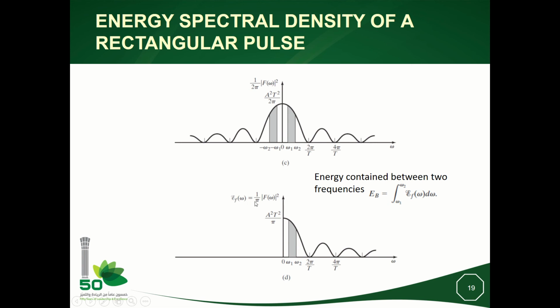This is E_F of omega versus omega. Now we can also calculate the energy between two frequencies, omega 1 and omega 2. What we are seeing here in this gray color is a surface between the two frequencies, omega 1 and omega 2. So we can say that this quantity E_B is the energy contained between the frequencies omega 1 and omega 2.